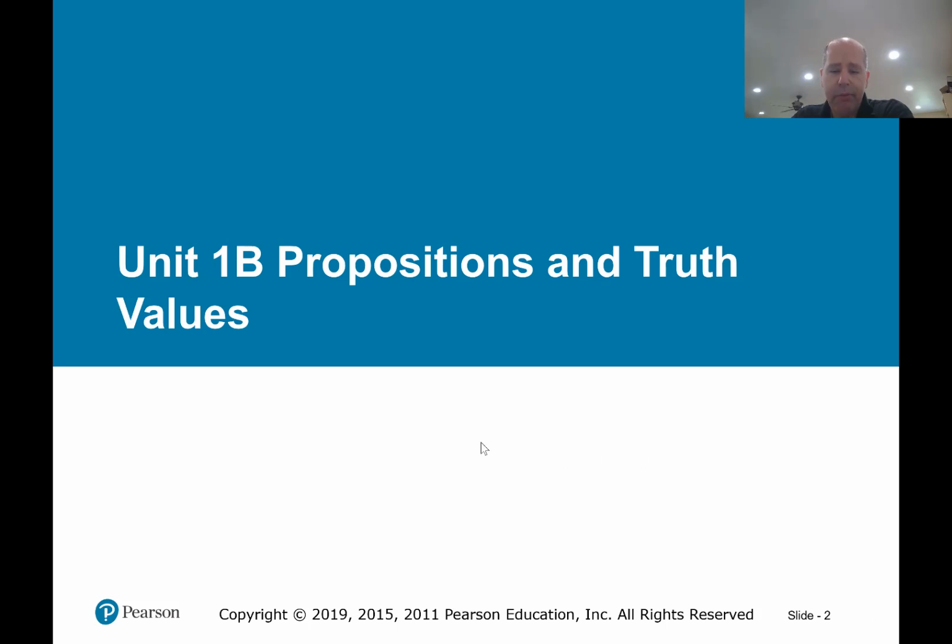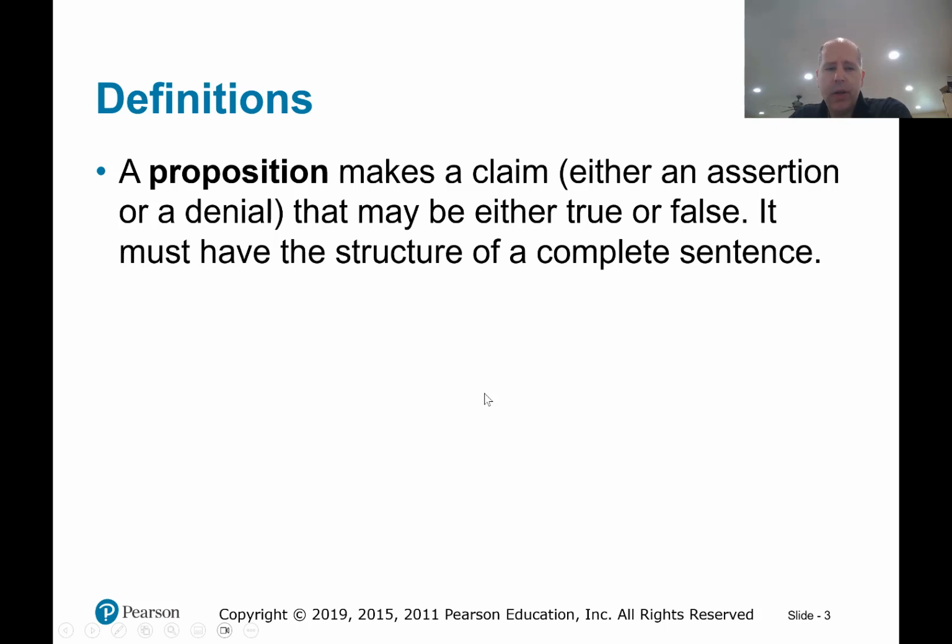So we always start with definitions. It's always good to start with definitions here. So the first definition is a proposition. Basically, a proposition is a statement that is either true or false, but can't be both. So anything that we say or state or claim that can be either true or false, but not both, is by definition a proposition.